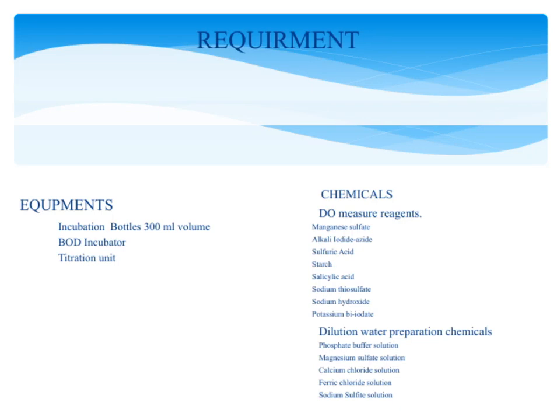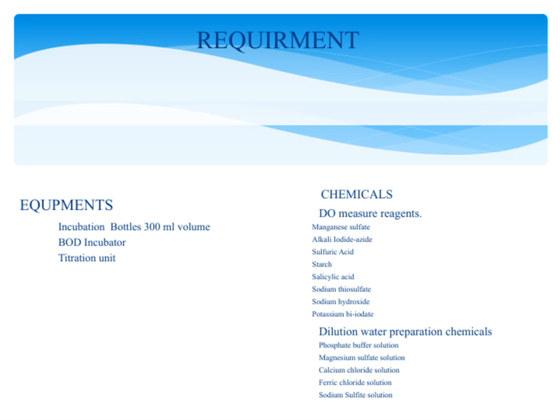Now, let's take a closer look at the chemicals we need for this process. First, it's essential to measure our reagents accurately to ensure reliable results. Among the key chemicals, we have manganese sulfate, which plays a role in biological oxygen demand testing. Alkali iodide azide is another crucial reagent, often used in analytical procedures. Sulfuric acid is necessary for pH adjustments and reactions, while starch acts as an indicator in titrations. Salicylic acid and sodium thiosulfate are also important, especially in redox reactions. Sodium hydroxide helps with alkalinity, and potassium biiodate is used in titration processes.